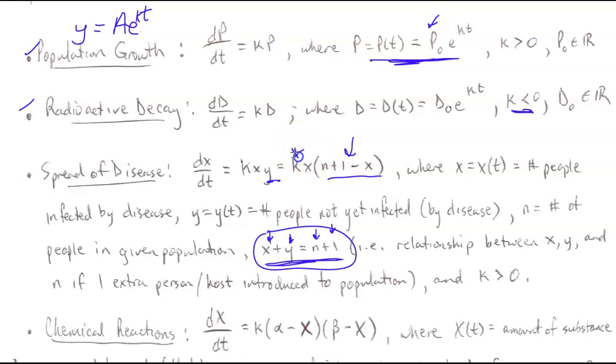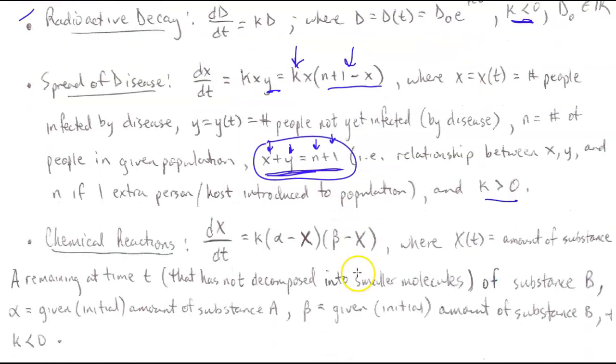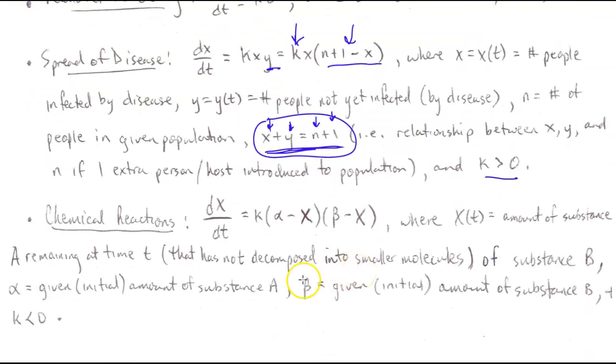This constant here would be a growth constant. Thus, it would be greater than 0. We can also use this for chemical reactions, where, of course, this x here is going to be the amount of a substance that we call A remaining at some particular time, and B here is going to be, I guess, another substance that hasn't decomposed yet.